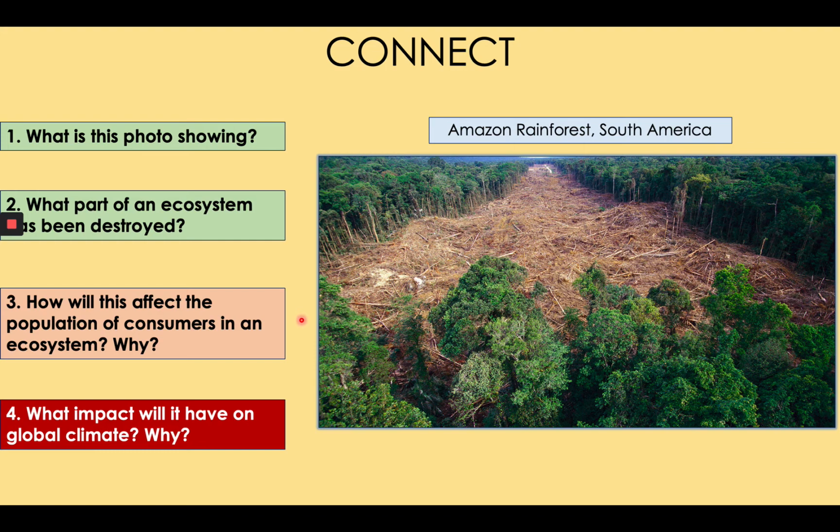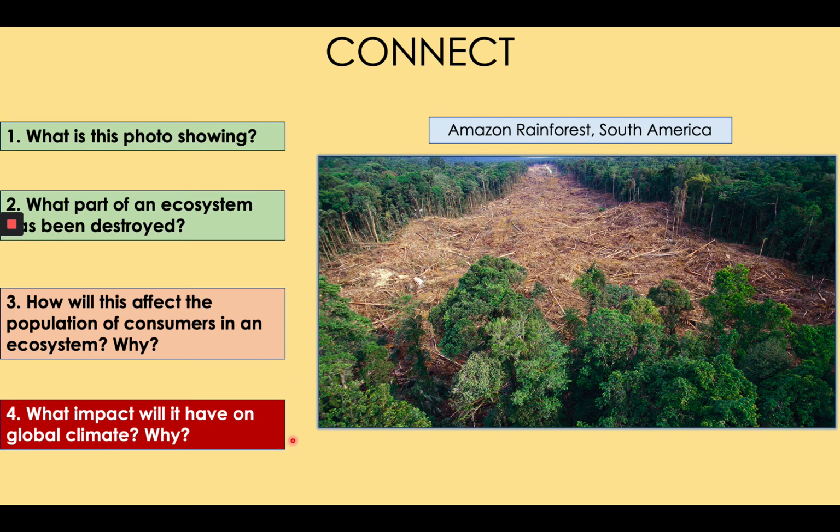3. How will this affect the population of consumers in an ecosystem and why? This links to the previous question. The population of consumers in an ecosystem will decrease significantly because there's less food to consume. And if there's less food for the primary consumers, then as you move up the food web, there's less food for each level above the primary consumer. This leads to a loss of population and a loss of biodiversity, the number of different species.